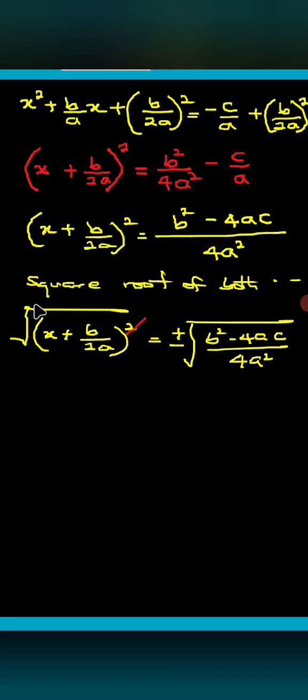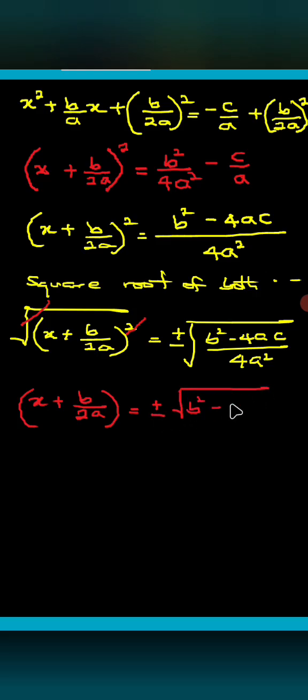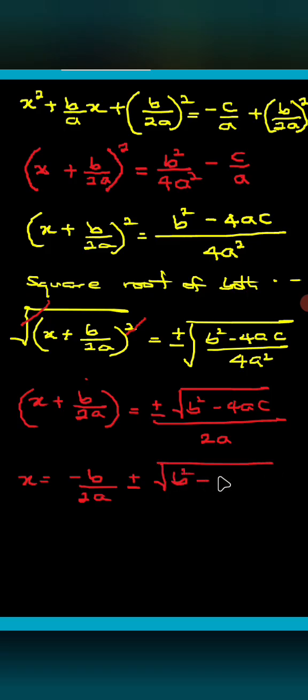Then this square will cancel the square root. We are left with x plus b all over 2a, then equals plus or minus square root of b squared minus 4ac all over, we'll find square root of 4a squared. Square root of 4 is 2, and square root of a squared is a. Now the next thing is we transfer this plus b over 2a to the other side. Then this will give us x equals minus b all over 2a plus or minus square root of b squared minus 4ac, everything divided by 2a.